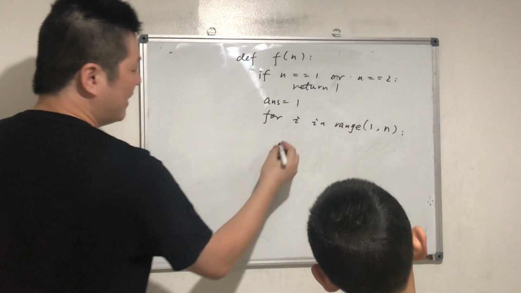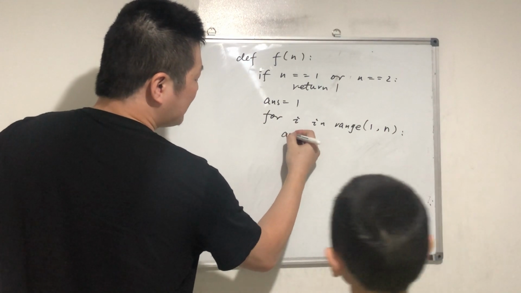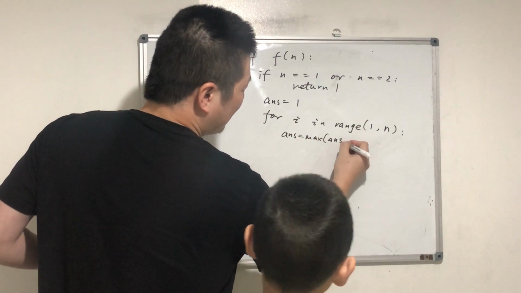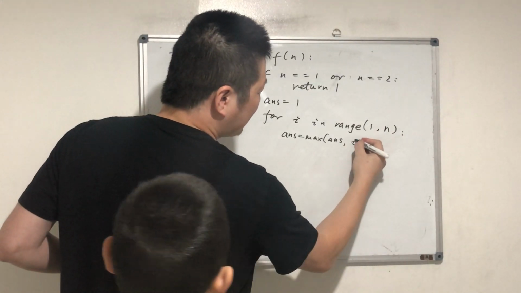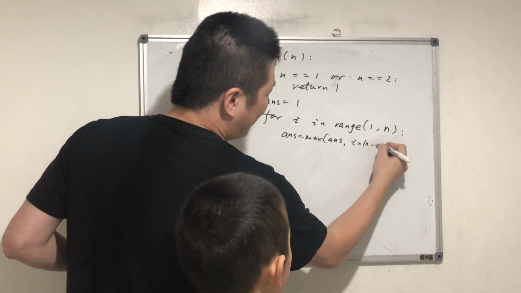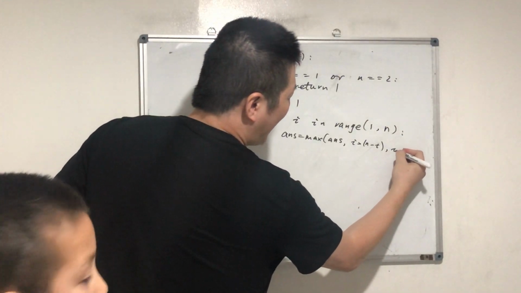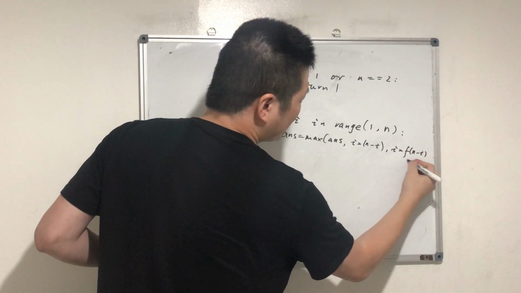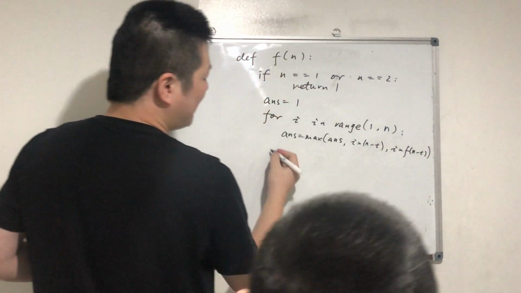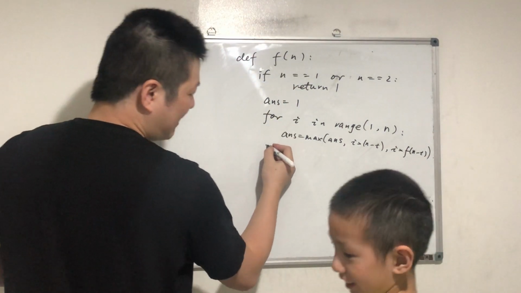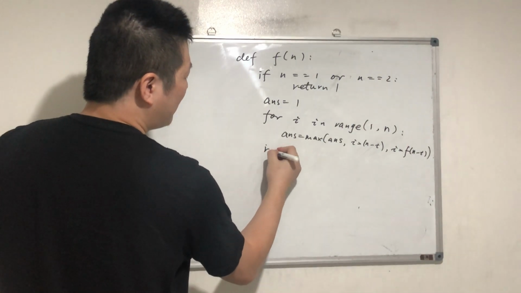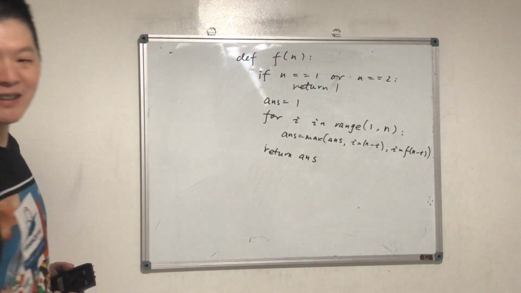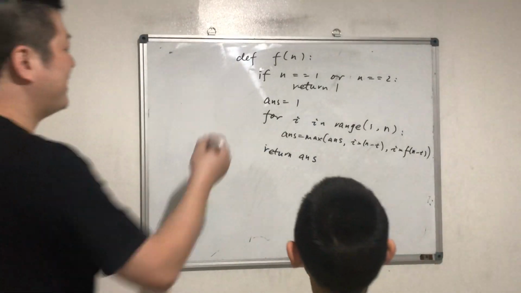And then look, answer will be equal to the maximum of what? I times n minus I, right? Or I times f of n minus I, right? This means we keep splitting it. And return what? Answer. Of course. What's missing here? Cache. Cache, yeah, we are done.